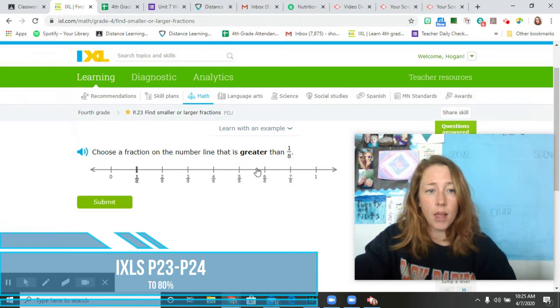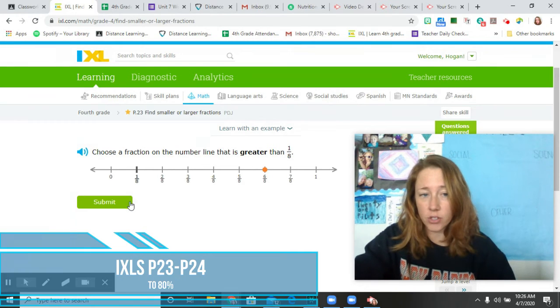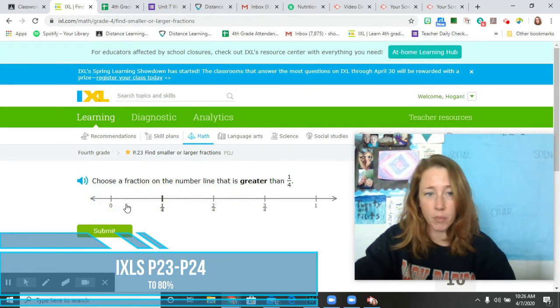We'll do a couple. It says choose a fraction on the number line that is greater than 1/8. Well, here's 1/8, so I'm just going to pick any number that's greater and submit it. Choose a fraction on the number line that is greater than 1/4. There's 1/4. Any fraction. It won't let me pick a whole number.